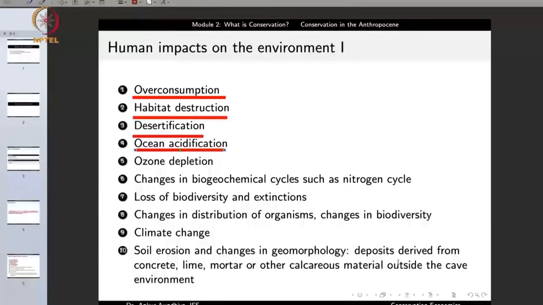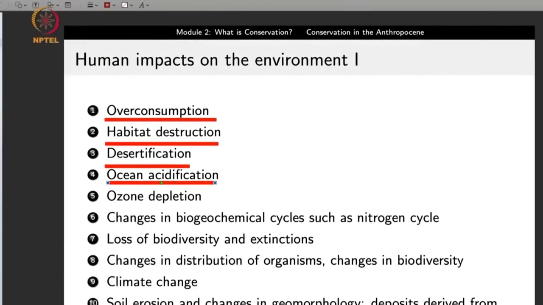At the same time, when the pH of water turns acidic, this water is no more capable of supporting a large number or a large variety of organisms, because every organism has a level of tolerance for a number of things. Not all organisms can survive in acidic waters. So when you turn the water acidic, those organisms that are not able to tolerate acid waters will die off. So ocean acidification is also a major human impact on the environment.